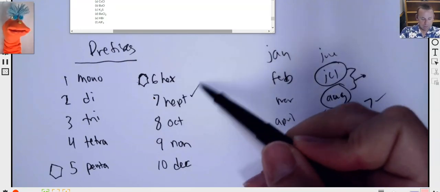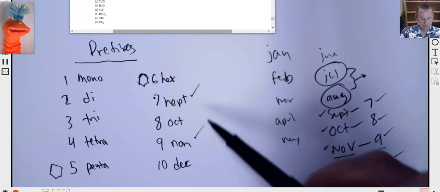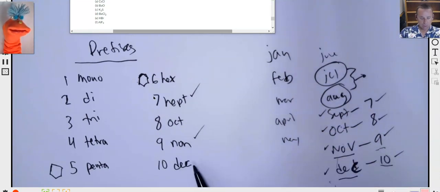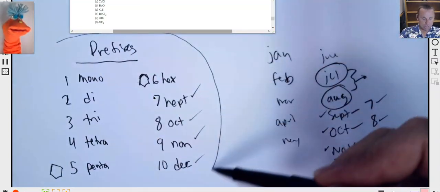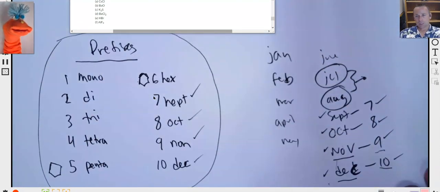So sept is how I remember 7, and November, non, and I could use October and December that way as well, but I don't have any trouble remembering 8 for octopus and D for decade or December. All right, lots of information. Yeah, that was a little much. But these are the prefixes you need to use when you name molecular or covalent compounds.